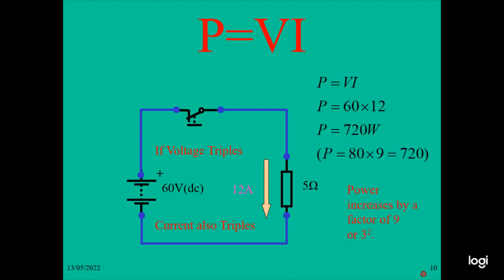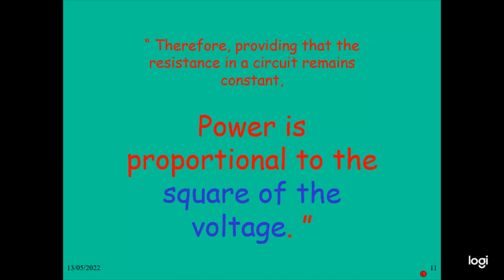And when the voltage is tripled, the current also triples. So in this case, voltage is 60 volt, current is tripled, so 12 ampere. So 60 multiplied by 12, power becomes 720 watt. Therefore, providing the resistance in the circuit remains constant, power is proportional to the square of the voltage.